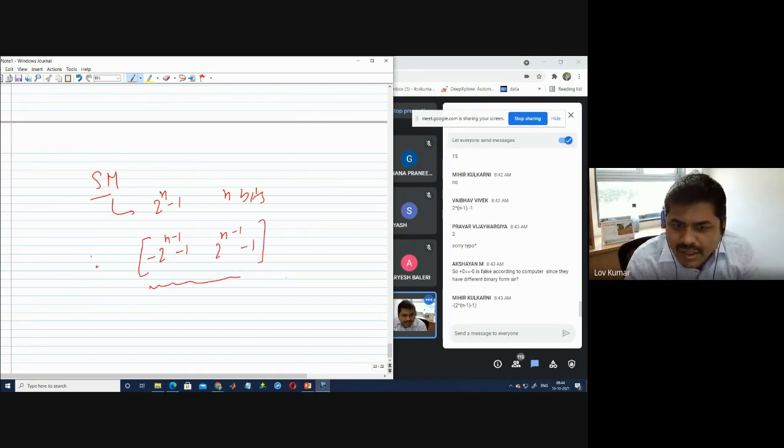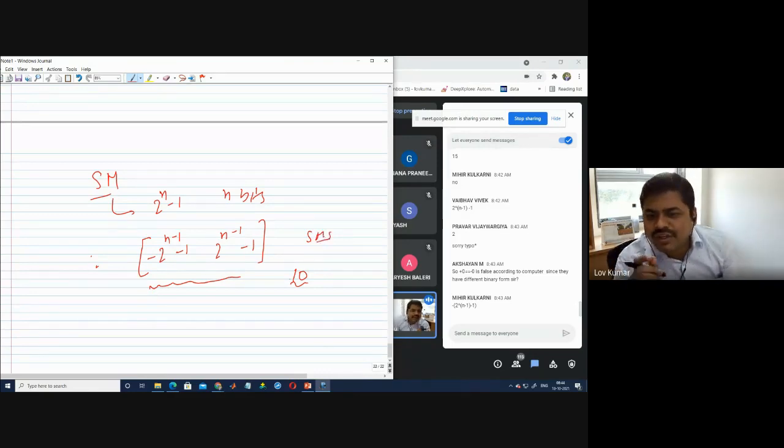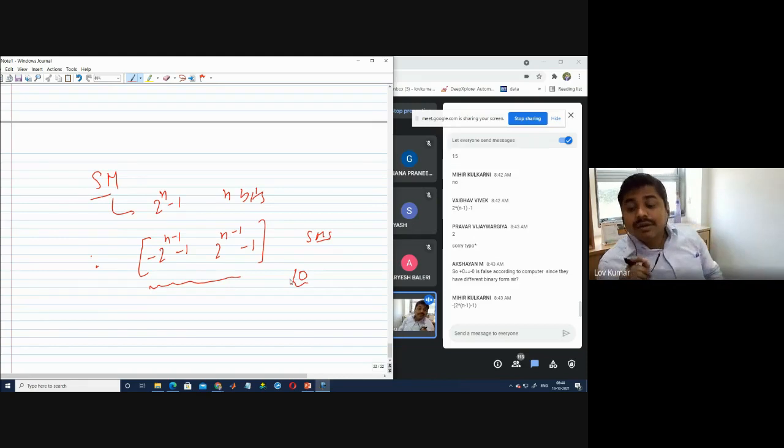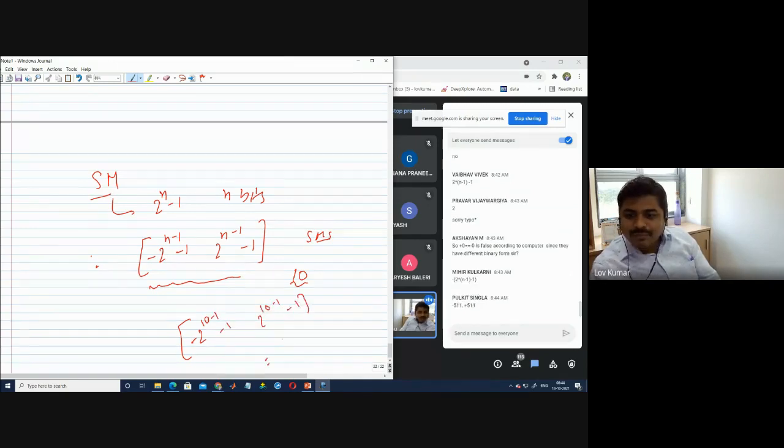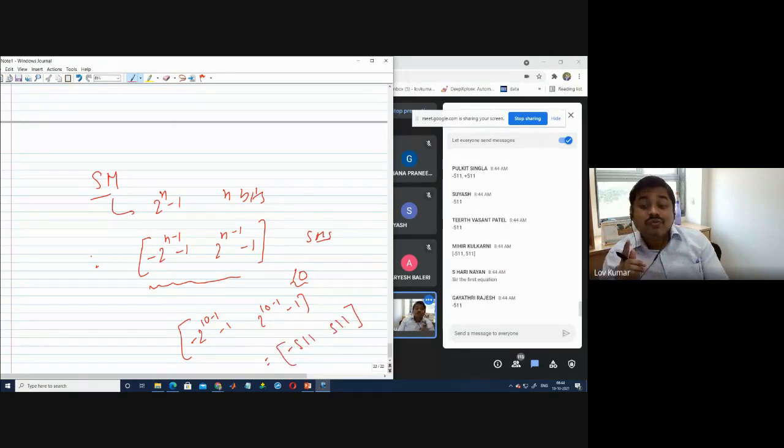As an example, if the number of bits equals 10, can you tell me what is the minimum value we can write in the case of sign magnitude representation, and what is the maximum value? If the number of bits equals 10, can you please write? Anyone? What is the minimum we can write? Minimum minus 2 to the power 10 minus 1 minus 1, to 2 to the power 10 minus 1 minus 1. What does the value become? Minus 511 to 511. We can write minus 511 to 511.